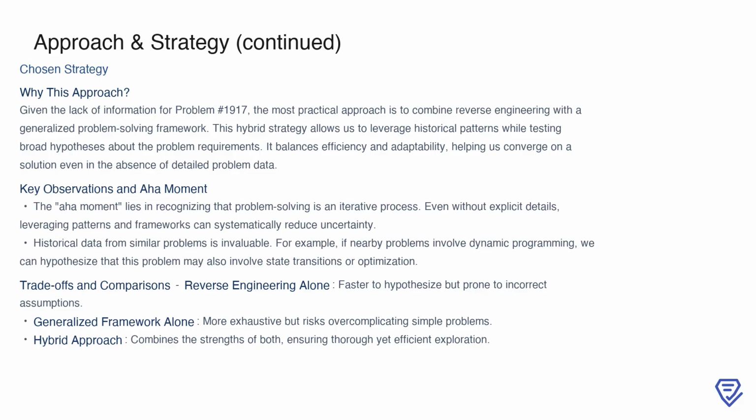The key insight here is that problem solving is inherently iterative. Even without explicit details, we can reduce uncertainty step by step by using data from similar problems and a structured framework. For instance, if surrounding problems frequently involve dynamic programming, we can hypothesize that this problem might also involve state transitions or optimization. The trade-offs between the two individual approaches are also important to consider. Reverse engineering alone is quicker but risks being inaccurate, while a generalized framework is thorough but can become overly complex. Combining these approaches allows us to mitigate the weaknesses of both, making the exploration process both efficient and comprehensive.